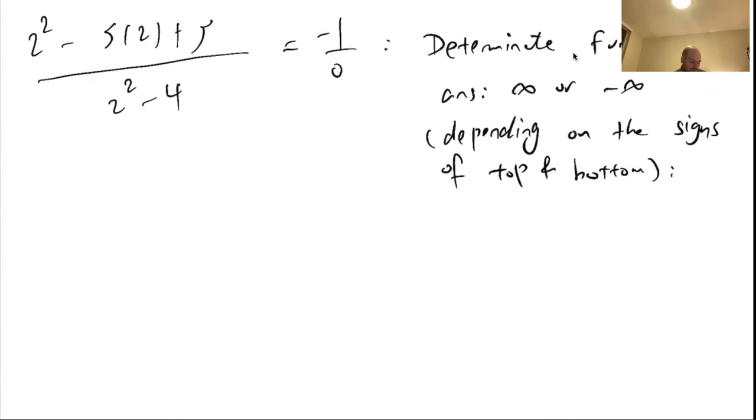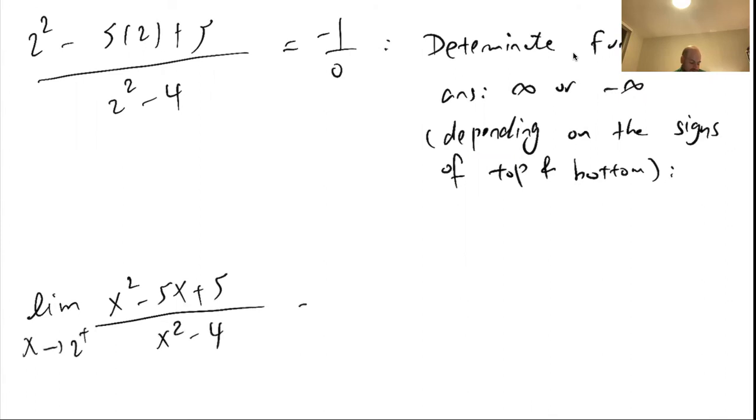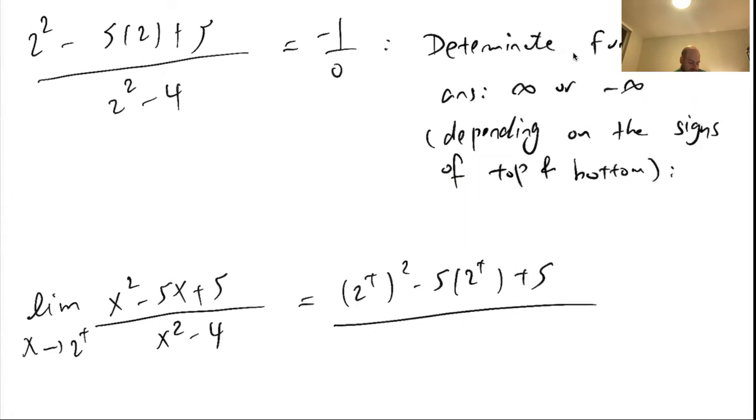So let's see the signs. The limit of x squared minus 5x plus 5 divided by x squared minus 4, as x approaches 2 from the right. So this is 2 plus squared minus 5 times 2 plus 5 divided by 2 plus squared minus 4. The answer is minus 1 over 0 plus. The top is minus 1: 4 plus 5, 9, minus 10 is minus 1. The bottom is 0 plus.